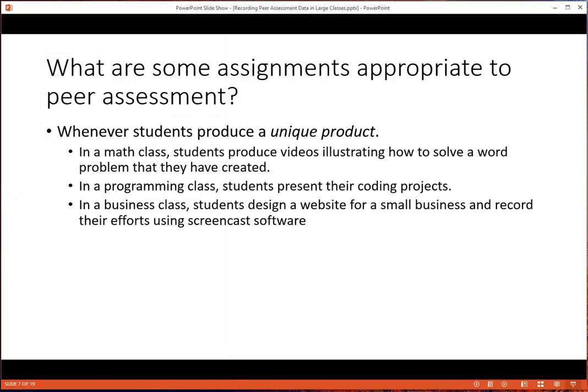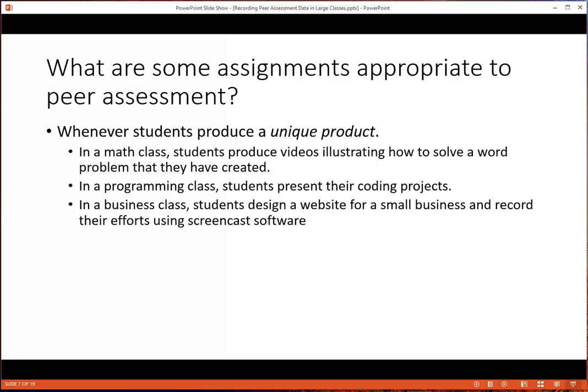I'm going to highlight this third one here because I've been doing it for a couple of years, and that's where students design a website for a small business, record their efforts using screencast software. We can kind of go in two ways with this. We can provide them a rubric asking them to assess the website, and we can provide them a rubric asking them to assess the presentation using the screencast software. And depending upon the context of your class, you might do a little bit of both. Depends on which variables you're interested in.